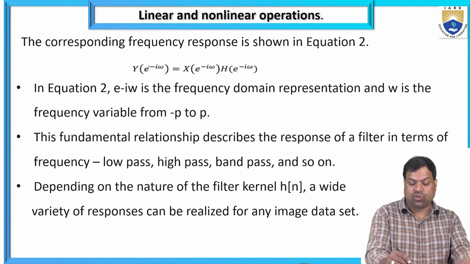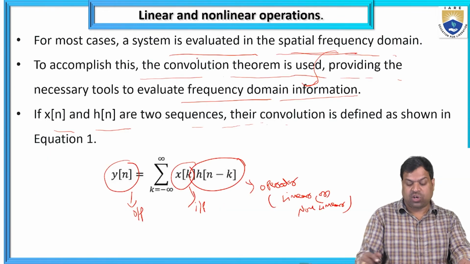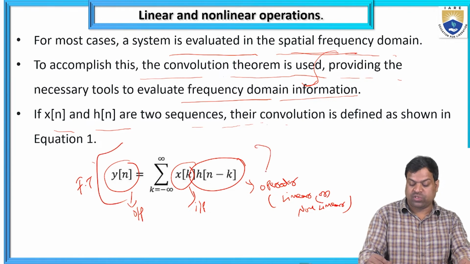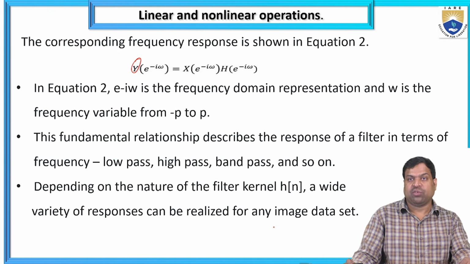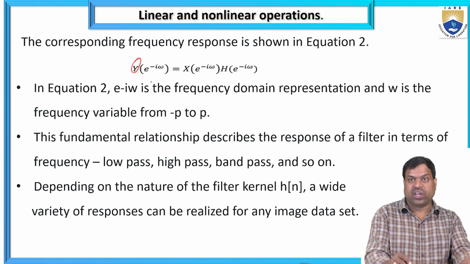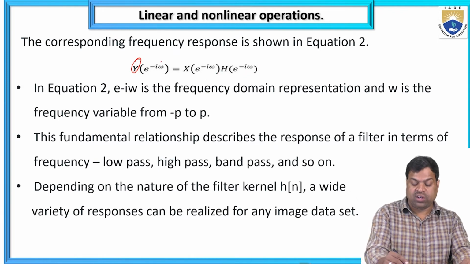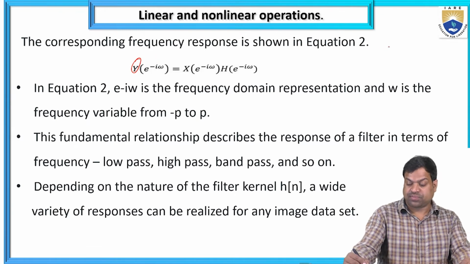So what is the Fourier transform? I am applying the Fourier transform to the above equation. Capital Y here, I am taking small y. When applying the Fourier transform to this one, that is called equation 2. So applying the Fourier transform, capital Y of e power minus j omega is equal to capital X of e power minus j omega into capital H of e power minus j omega.